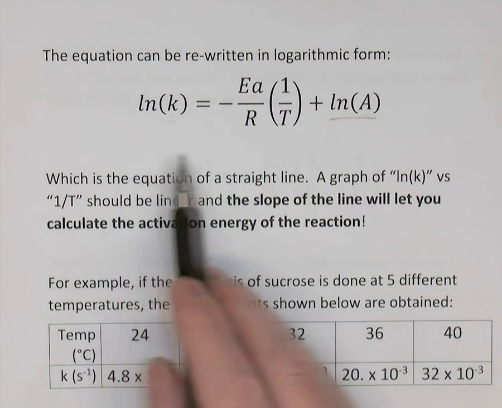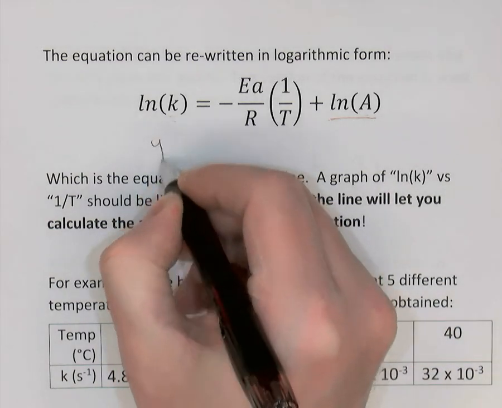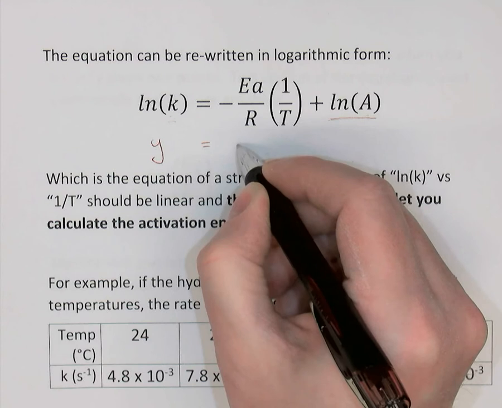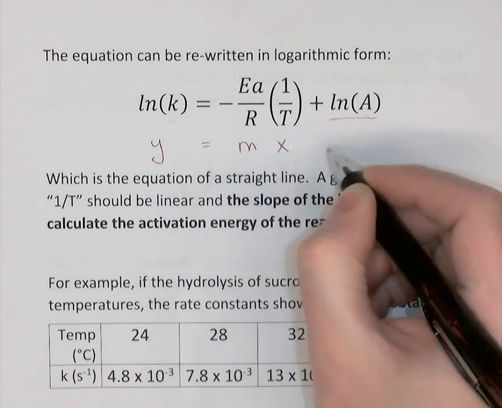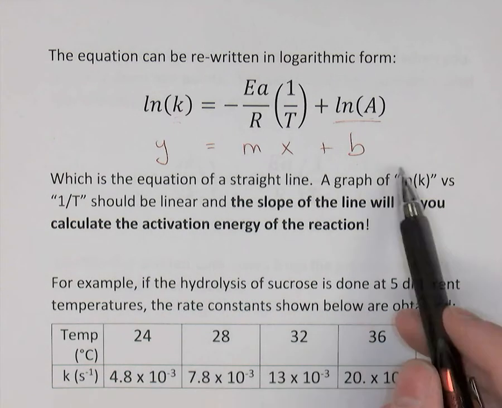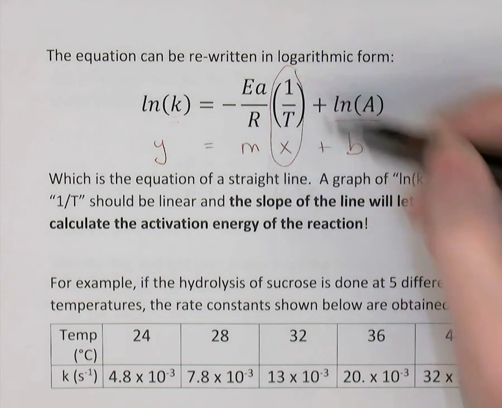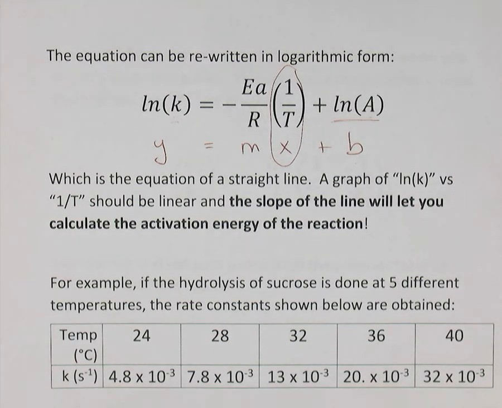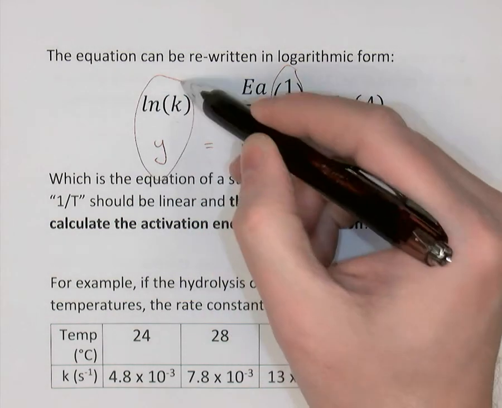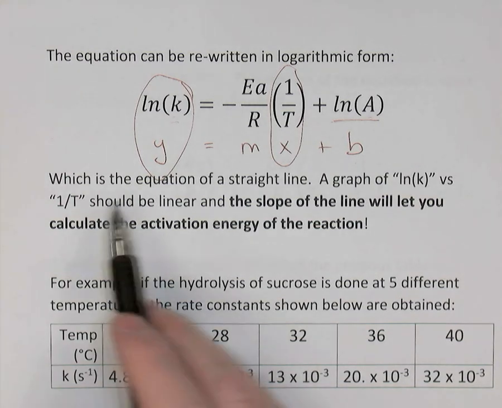Now, when you examine that equation, as ugly as it might look at first, you notice it has that very familiar form, y equals mx plus b. So it has the form of a straight line. If we were to graph on the x-axis the reciprocal of Kelvin temperatures, and on the y-axis the natural log of rate constants, we should get a straight line.